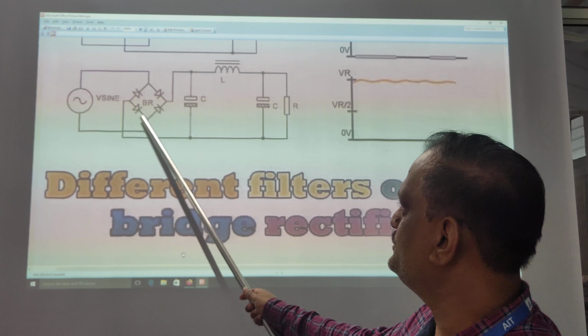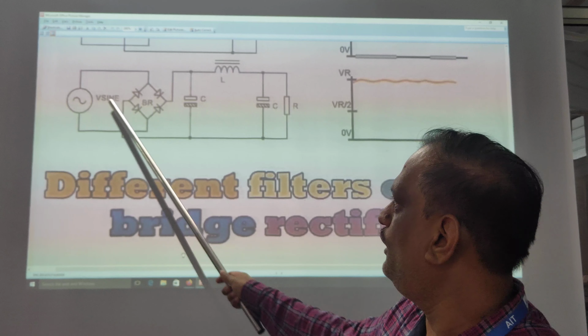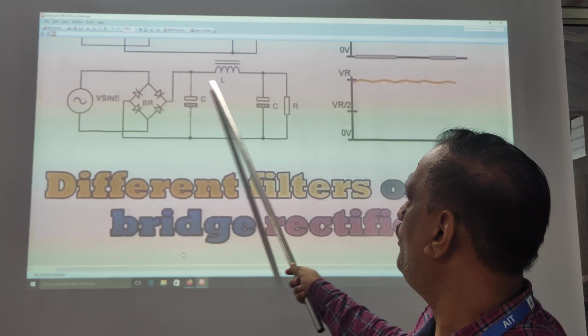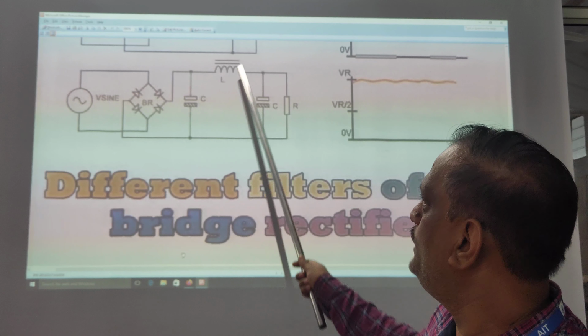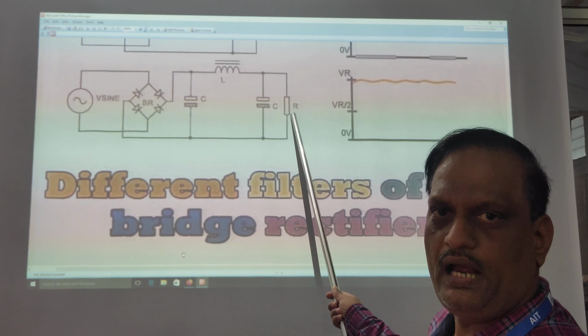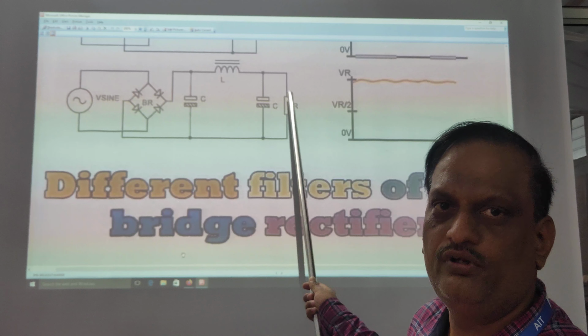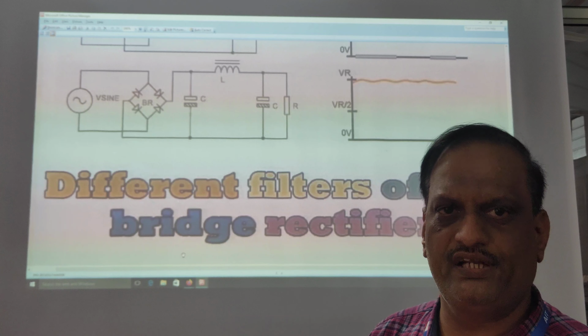The bridge rectifier consists of four diodes connected in the form of a bridge, along with the input sine wave which is applied as an input to the bridge rectifier, along with one resistive component. So what we want to study is, in the absence of the filter, what is the output, and when you connect filters one by one, how the output is going to change. That is the topic of our discussion.